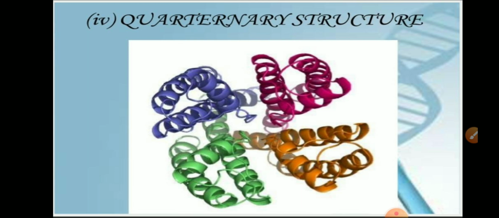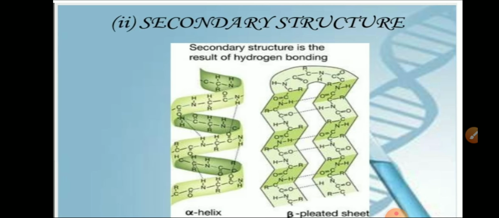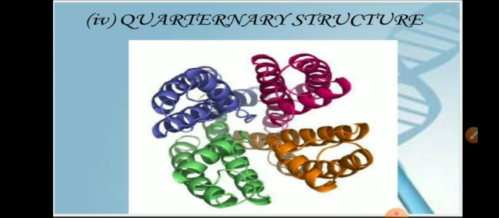Now we have the tertiary and quaternary structures. The tertiary structure is one in which the chain is highly coiled or supercoiled. But when we have more than two chains, like here we are able to see four polypeptide chains overlapped over each other, that is said to be the quaternary structure. The example of this quaternary structure is the hemoglobin molecule.